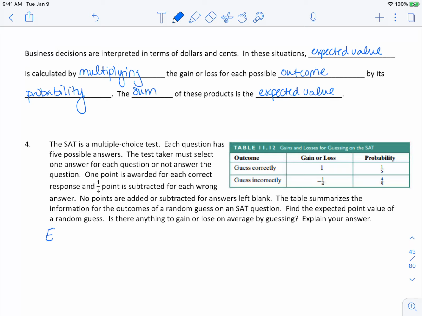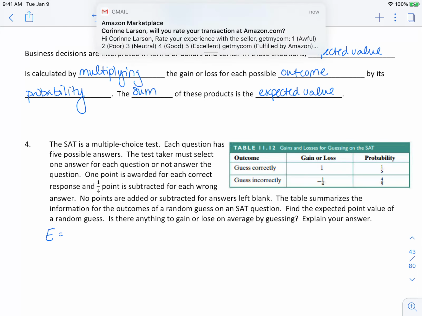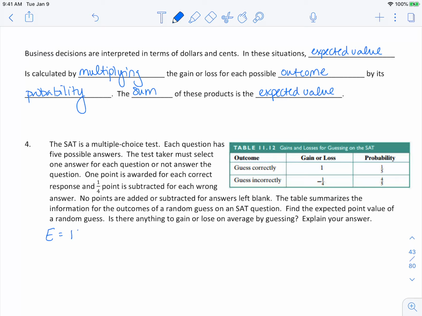Okay, so our expected value, we're going to do 1 times 1/5 plus negative 1/4 times 4/5. So that gives you 1/5 minus 1/5, which is 0.